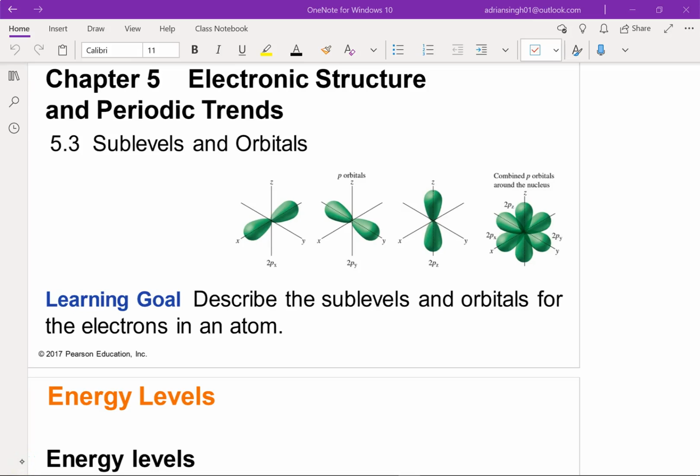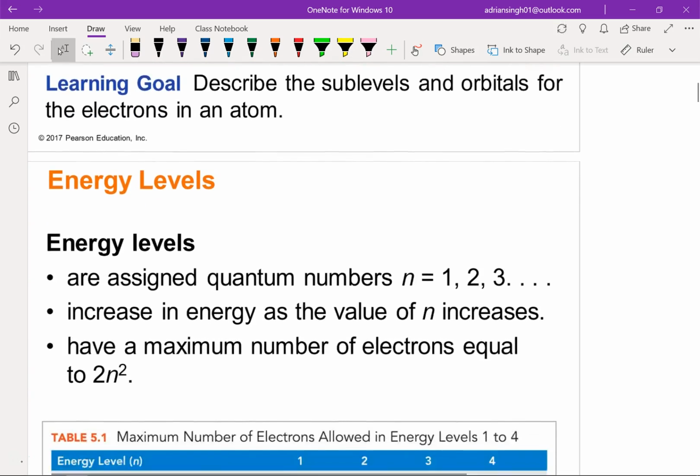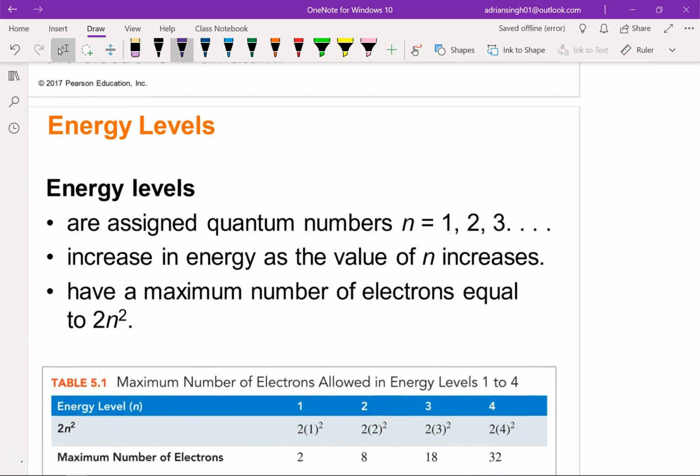Okay, so in this part of the chapter, we're going to be taking a look at what are known as sublevels and orbitals. So in the previous session, we had looked at what are known as the principal energy levels, or sometimes these are just referred to as shells. Different textbooks use slightly different terms.